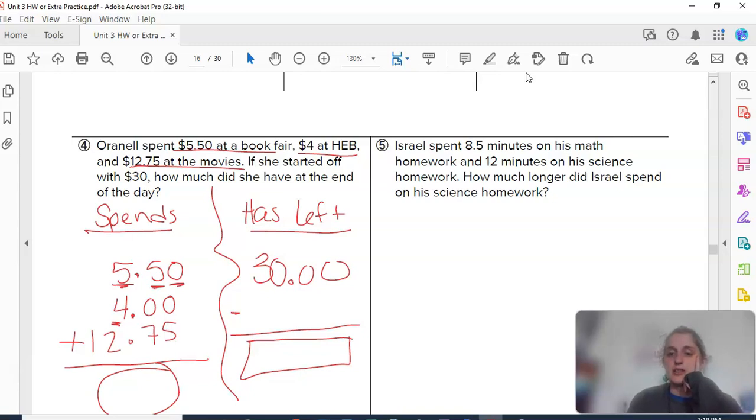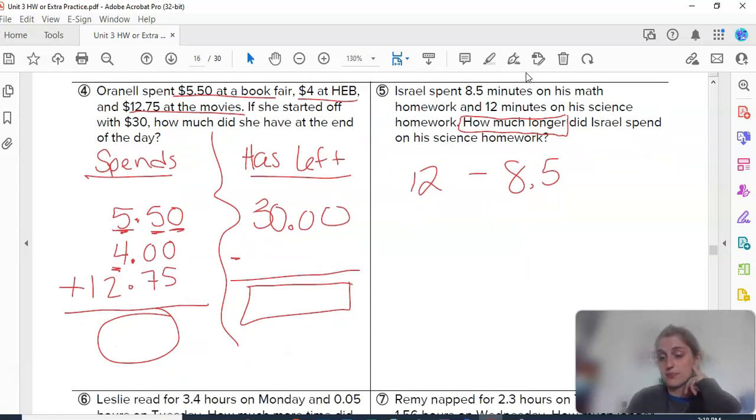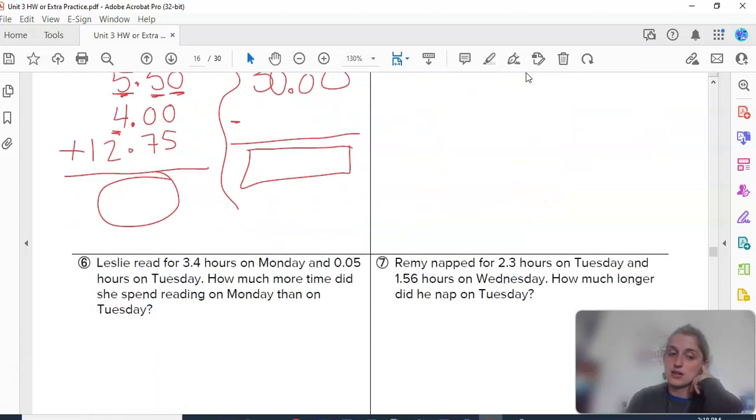Israel spent 8.5 minutes on his math homework and 12 minutes on his science homework. How much longer? How much longer is a key phrase that tells you that we are subtracting. There are no negative answers on this. So you take the longer time, the 12, and you subtract the 8.5 from it. We're not setting it up with 8.5 first, because the longer option is science. And we're saying how much longer? Well, the science should have a longer time, which means our answer is going to be positive.